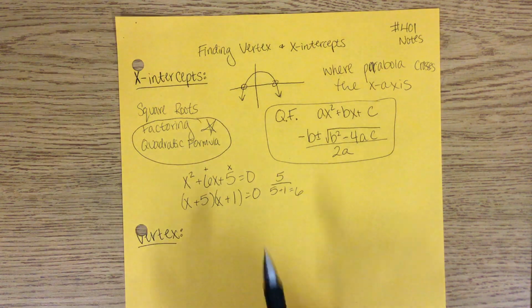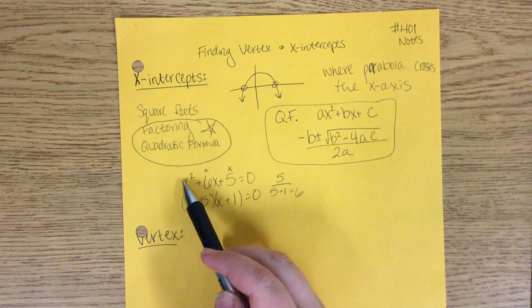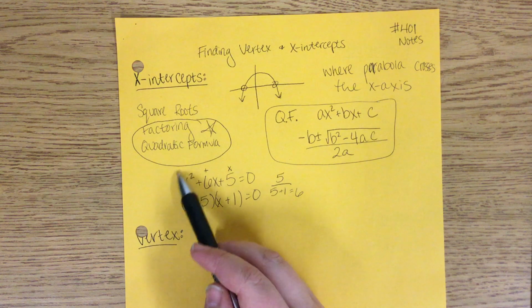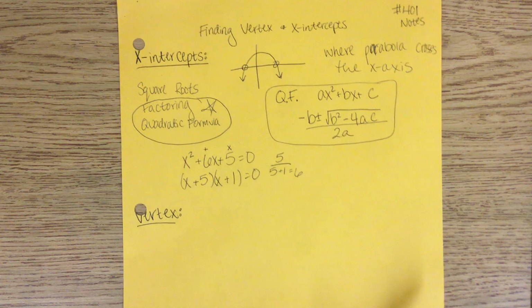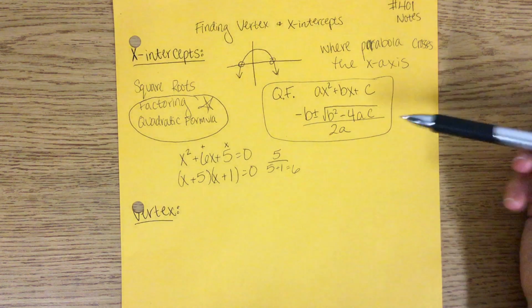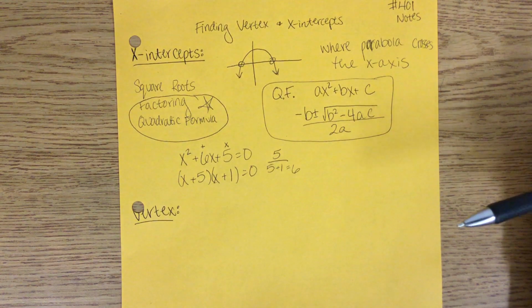So unless your equation is factorable and doesn't have a number in front of x squared besides 1, you're probably going to use the quadratic formula a lot, just because you know it's guaranteed to work. Once you get the hang of it, it goes faster and faster.